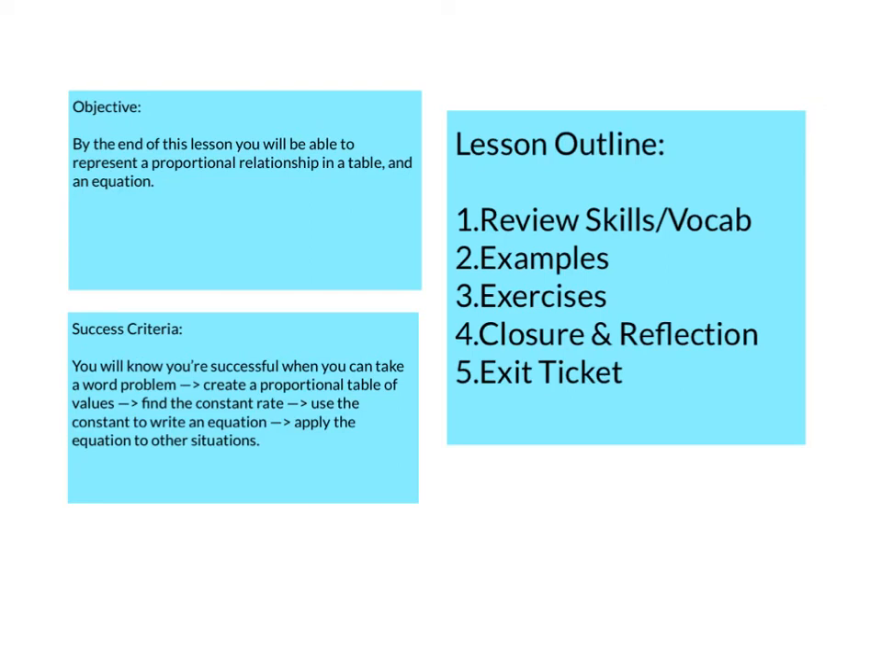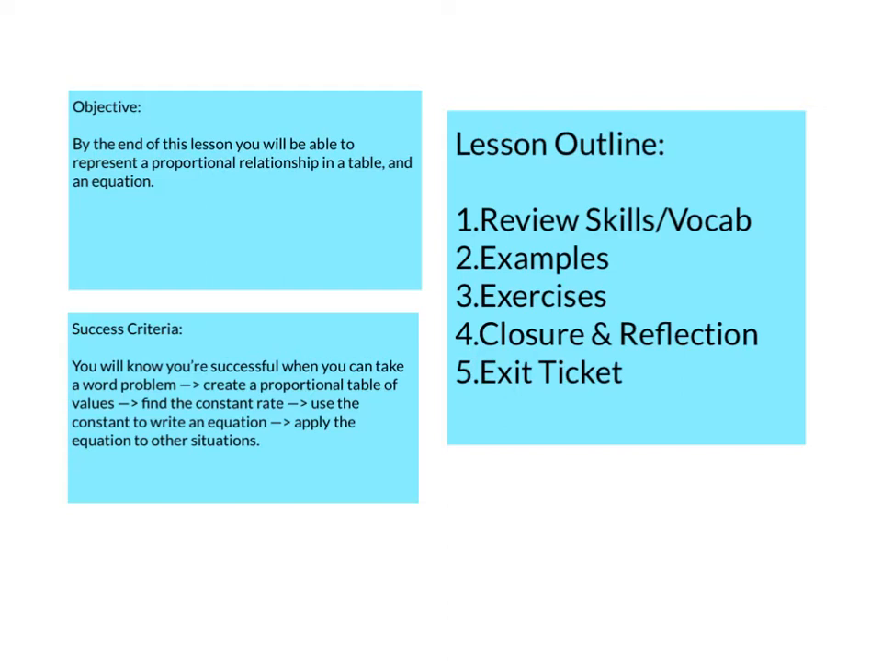All right, welcome to Module 4, Topic B, Lesson 11. By the end of this lesson, you're going to be able to represent proportional relationships in a table, get an equation, and then take that and actually graph it. You'll know you're successful today when you can take a word problem, create a proportional table of values, find the constant, create an equation, and then graph that equation and then apply that to other situations.